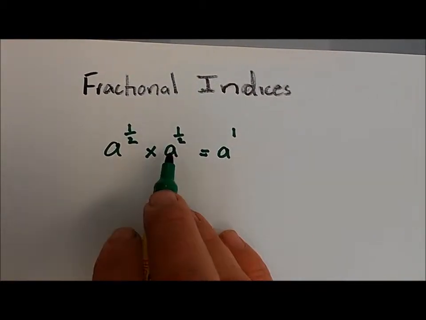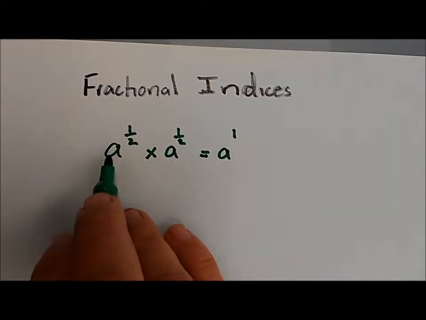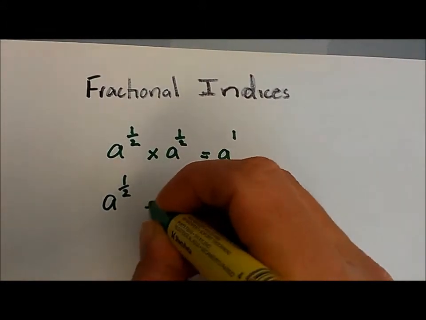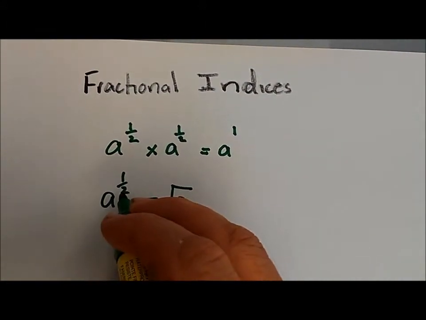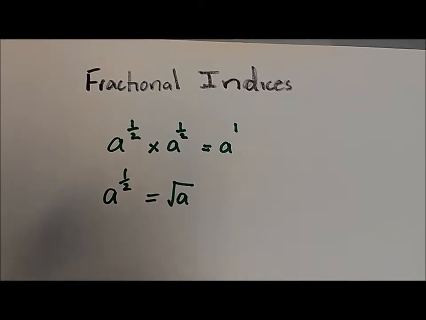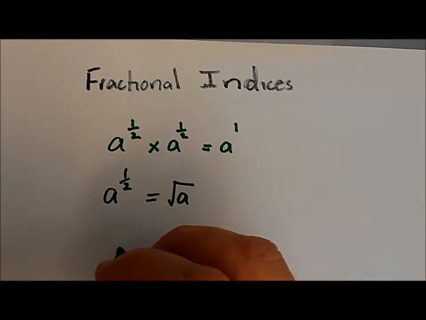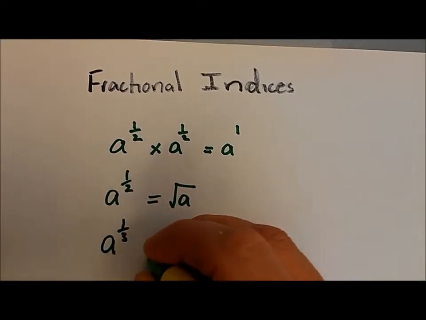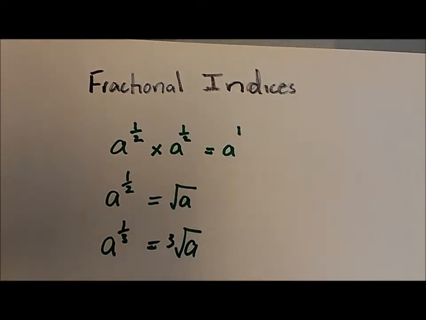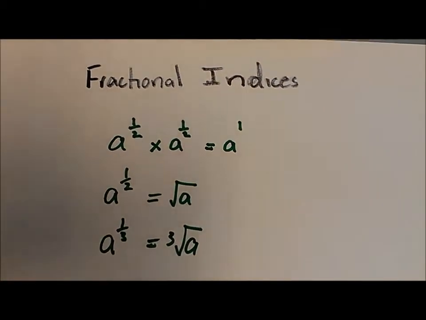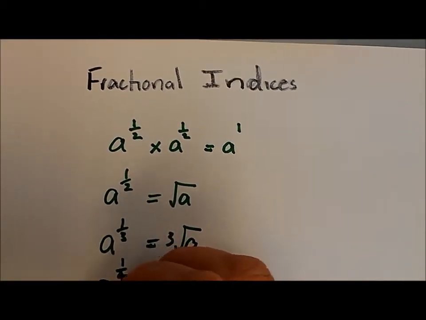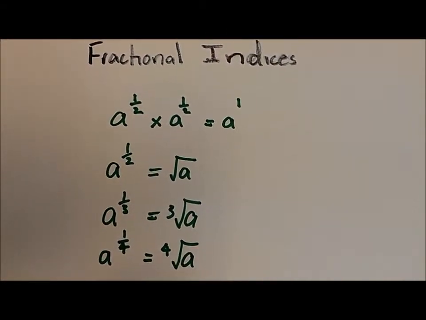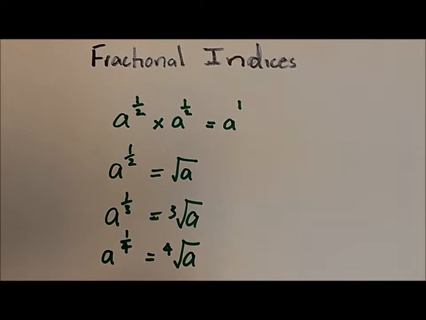And when you multiply something by itself to get an answer, then that must be the square root. So in other words, a to the half must equal the square root of a, because when I multiply by itself I get a. And that's the pattern here with fractional indices. So a to the half is the square root of a, a to the third is the cube root of a, a to the quarter would be the fourth root of a, and so on. So we get this pattern emerging, and that's what we're talking about when we're talking about fractional indices.